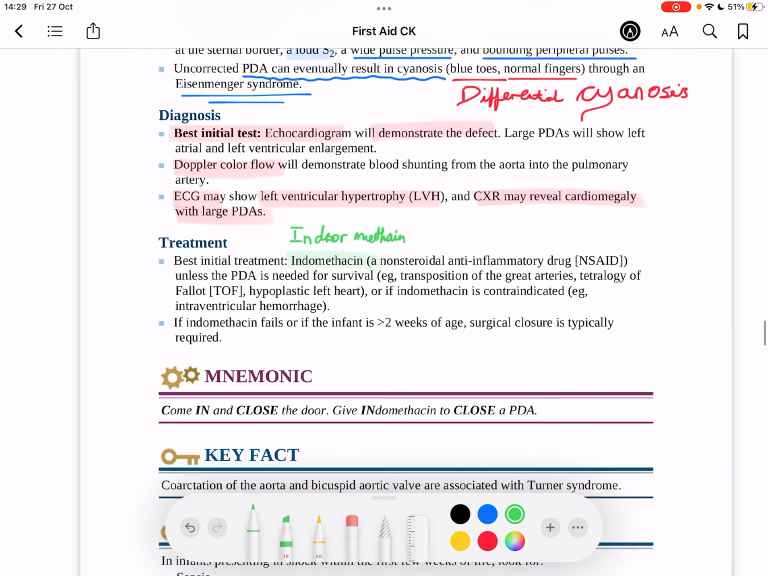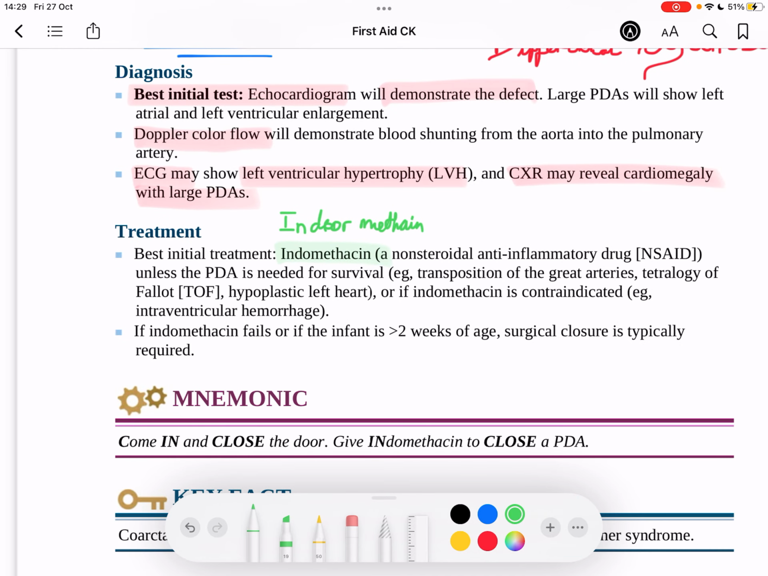And this is an NSAID, and essentially it's closing the ductus arteriosus. So it's an NSAID, unless the PDA is needed for survival, yes. So we give indomethacin to close the PDA, which is great.